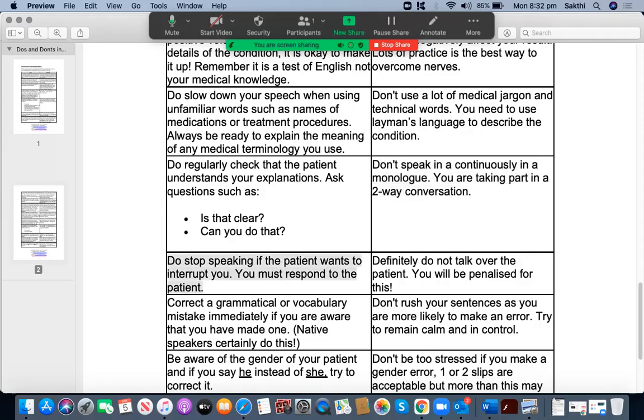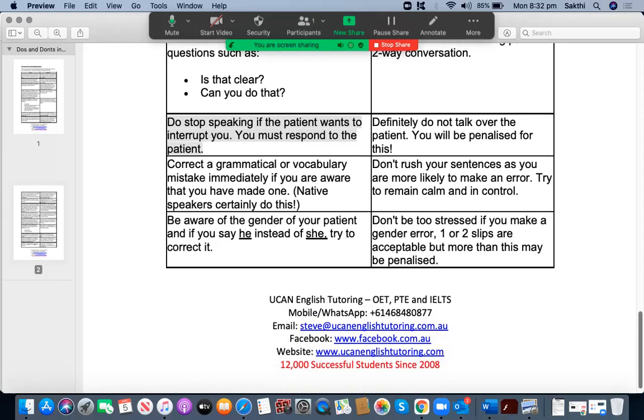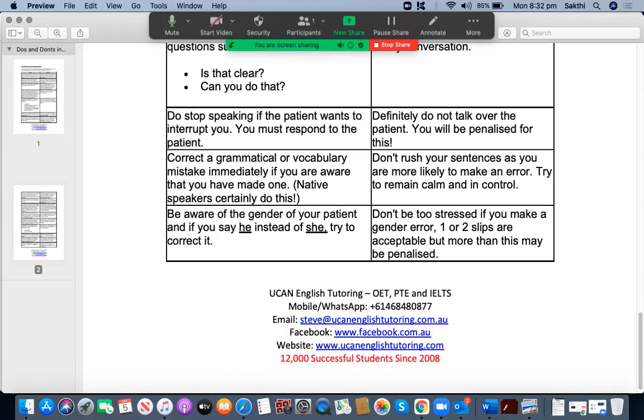Do stop speaking if the patient wants to interrupt you. You must respond to the patient. Remember that whenever the patient starts talking about their concerns or problems or other issues, please do not interrupt. If the patient wants to share some problems with you, please let them do so, and then you can respond. Giving the patient the opportunity to share their problems can actually make them calm down themselves. So it's really critical that you give patients the opportunity to speak a lot.